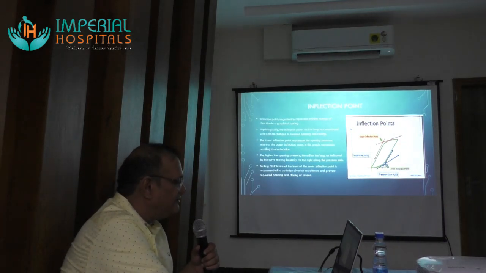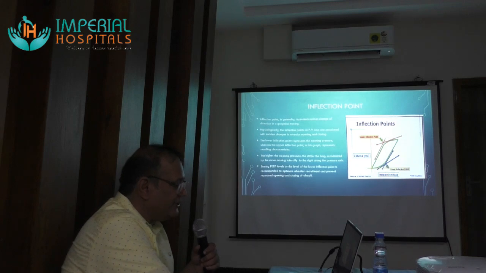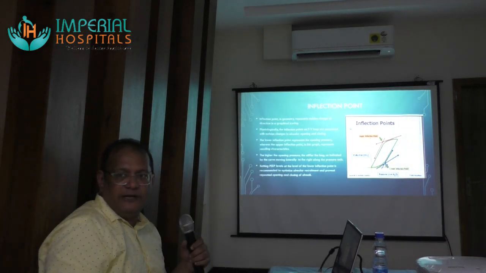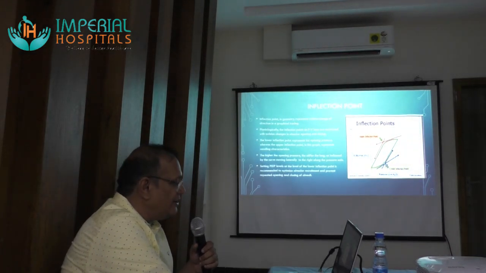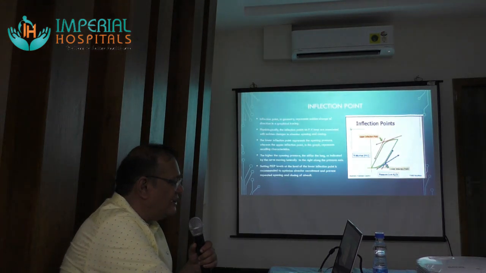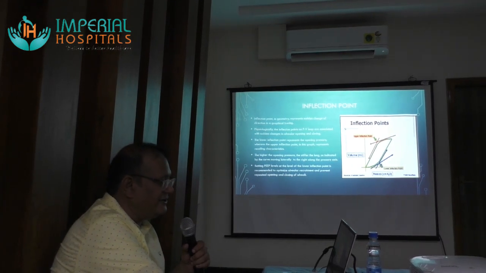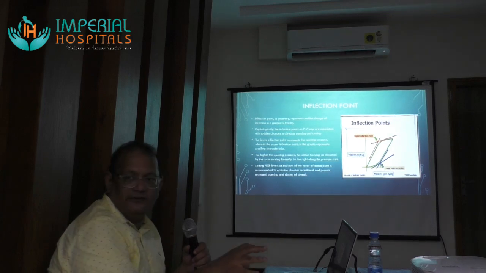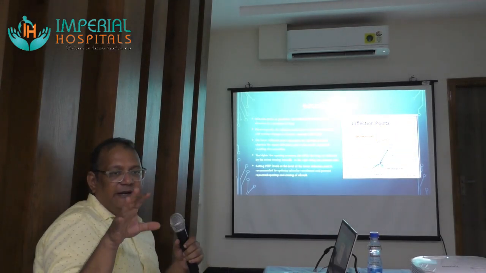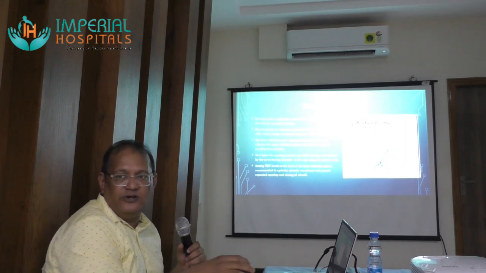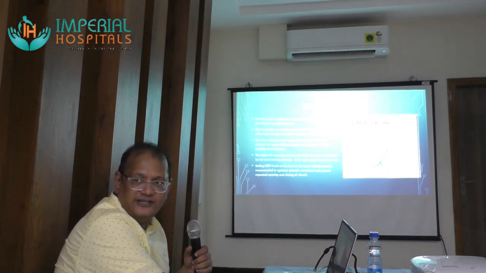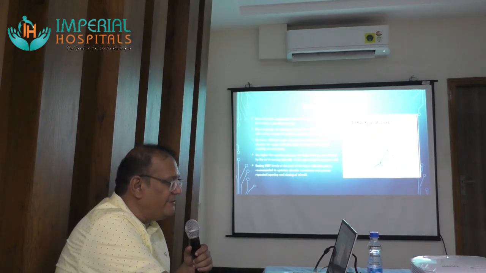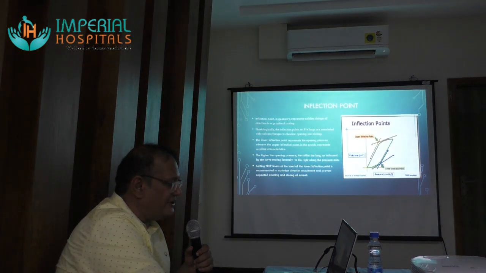The higher the opening pressure, the stiffer the lung. So the lower inflection point is the same thing as the opening pressure. The higher the opening point, the stiffer the lung, and the curve will move laterally towards the right along the pressure axis. Setting a PEEP level at the level of the lower inflection point is recommended to optimize alveolar recruitment and prevent repeated opening, so it decreases the work of breathing. Repeated opening and closure of alveoli can cause volume-induced lung injury, so ventilator-induced lung injury. So you need to set your PEEP at the lower inflection point.